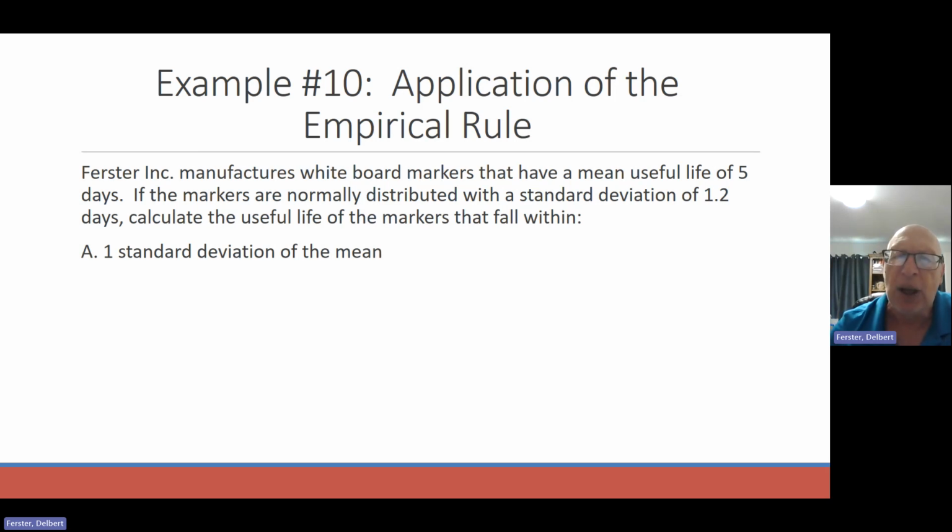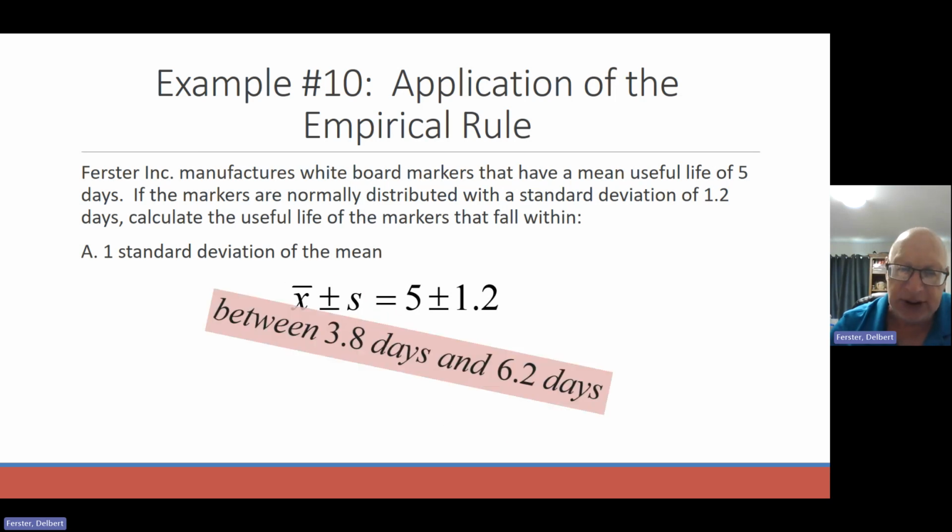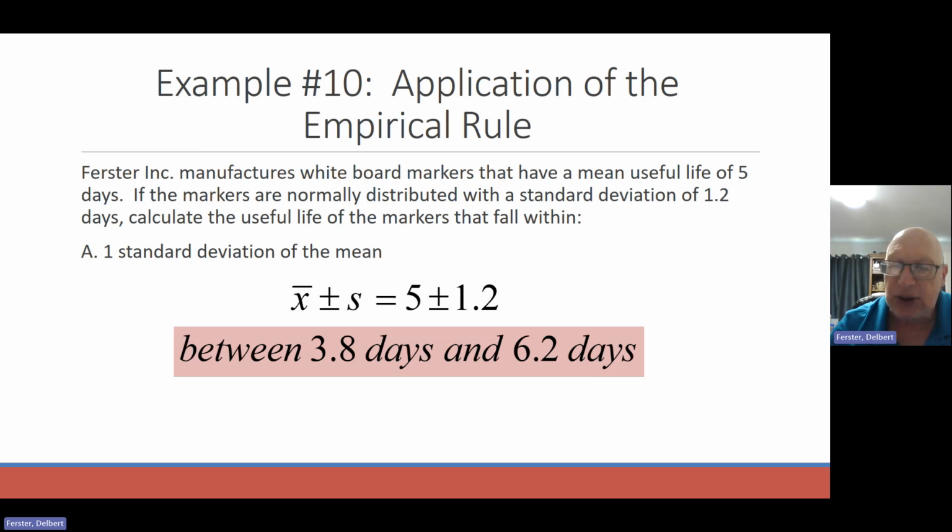So the problem says calculate the useful life of the markers that fall within 1 standard deviation of the mean. And it's just arithmetic. So the high edge is 1 standard deviation added to 5. The low edge is 1 standard deviation, or 1.2, subtracted from 5. All right, so we would say that between, in this context, 3.8 days and 6.2 days.